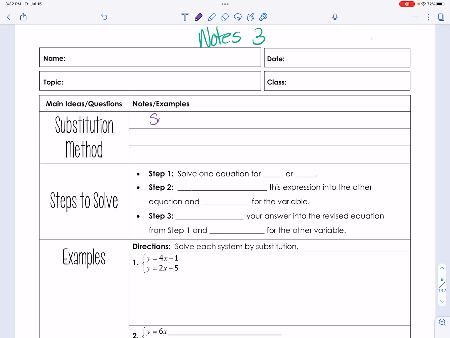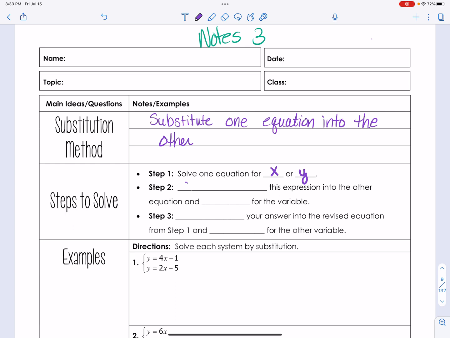So you substitute one equation into the other. So you find out where they're equal, and then you're able to solve. So you can solve one equation for either x or y. I'm going to show you. I always try to pick the easiest variable, the one that doesn't have a number in front of it, because then there won't be any fractions.